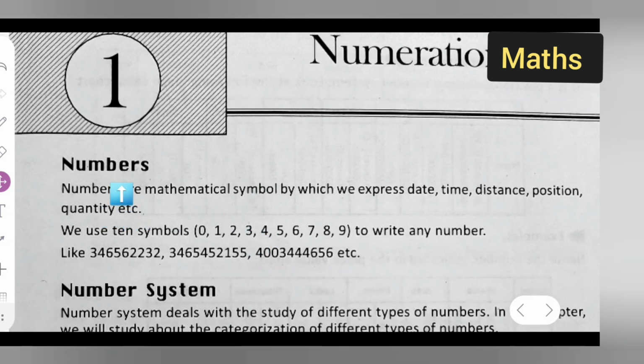Numbers. The first one is numbers. Numbers are mathematical symbols by which we express date, time, distance, position, quantity, etc. We use 10 symbols, 0, 1, 2, 3, 4, 5, 6, 7, 8, 9, to write any number like 3,465,6223,2. Then these are the numbers, etc.